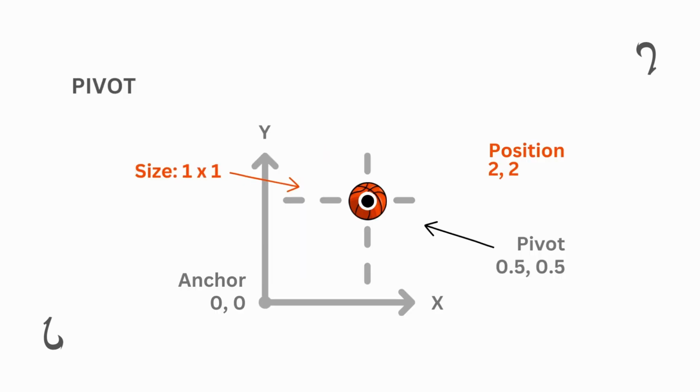Okay, let's start about the pivot. Like we already knew before, we made the ball with pivot 0.5 and 0.5. And here, when the pivot x is on 0, it means on the left of the ball, or the object. That's also the same with y. If the y becomes 0, it's like our anchor, right? It's on the bottom left.